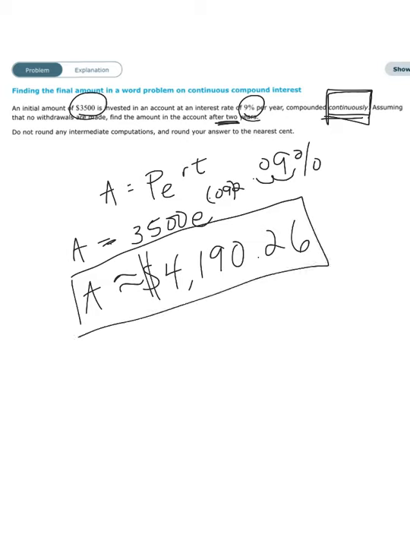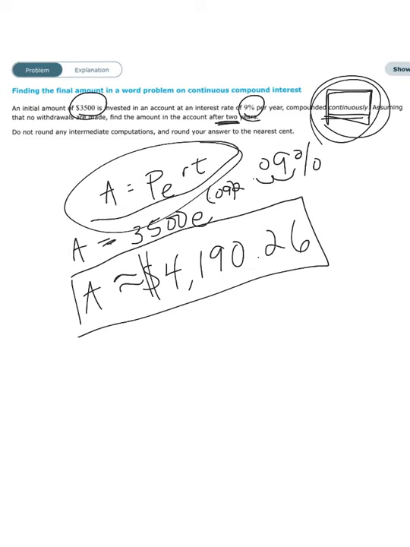So again, once you see this word continuous, write down our formula. Then we're just plugging in values, putting it in the calculator. And the way you should put this in, 3,500, then you press second, and then ln. Something will come up like this, in the parentheses, 0.09 times 2. So the way you put things in the calculator could get you the wrong answer.